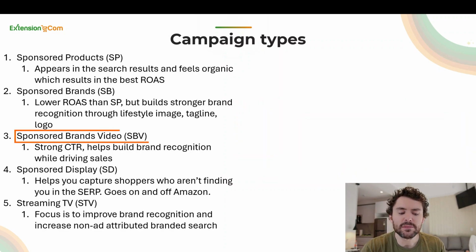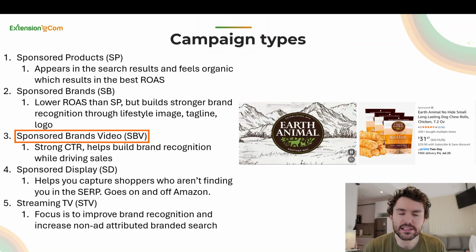The next one is going to be sponsored brands video. This is going to have the strongest click-through rate of any ad solution because you have a search results page, which is all still images, and then all of a sudden you get motion and movement, and that's going to attract the eye and it's going to get a lot of clicks.